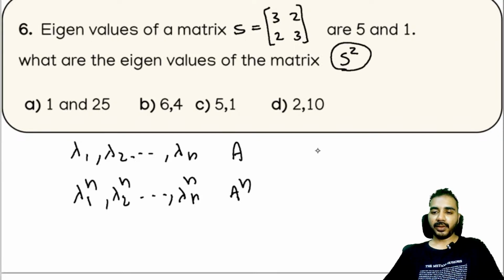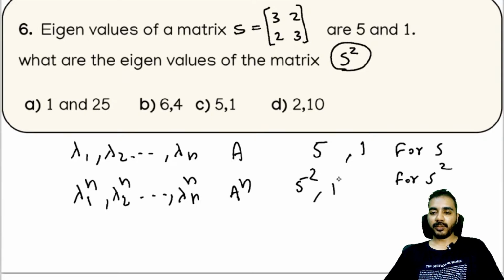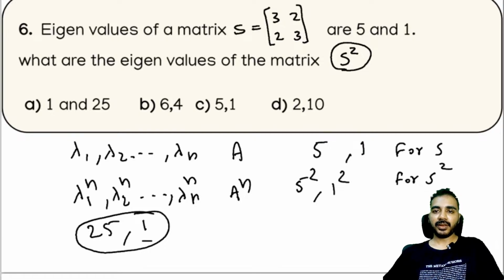Here instead of A raised to n, we have S square. The eigenvalues of S given in the question are 5 and 1. Now for S square, the eigenvalues are nothing but 5 square, 1 square. That is 25 and 1. From the options, option A is given as 1 and 25. So the correct answer to the question is option A, 1 and 25.